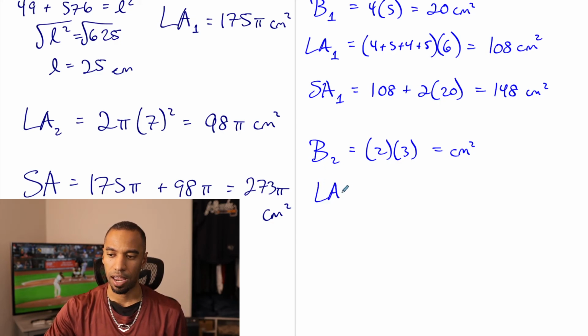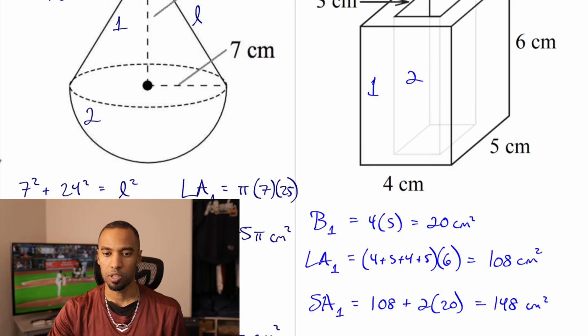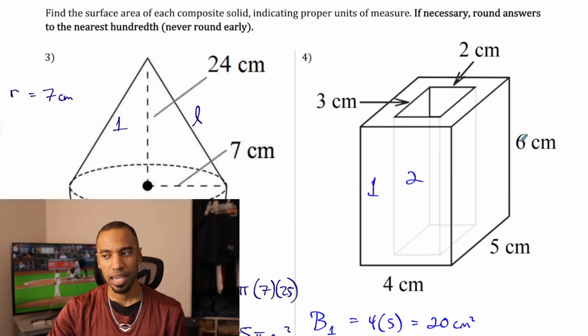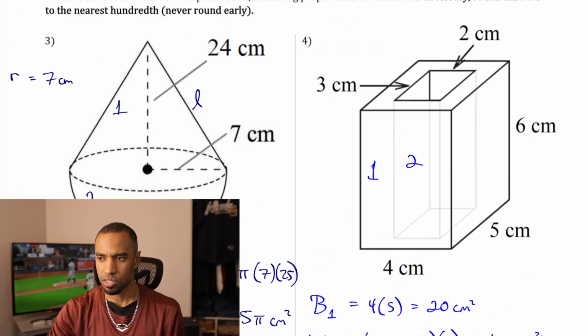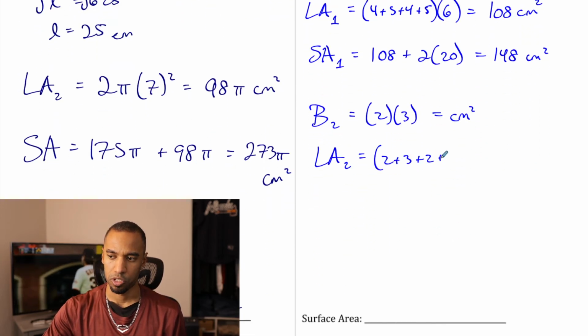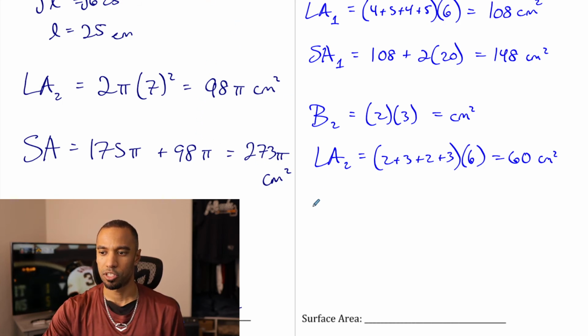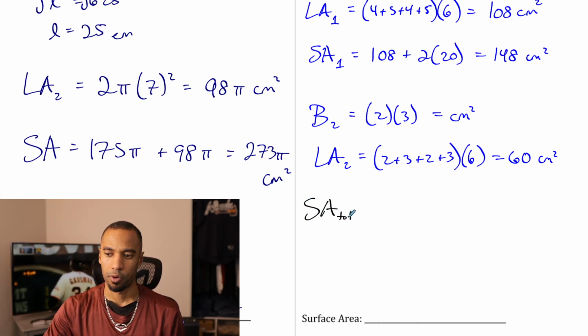And then the lateral area of the second guy, once again, is perimeter of base times height. So 2 plus 3 plus 2 plus 3 times, once again, 6, right? It's still the same height as that one. So 2 plus 3 plus 2 plus 3, 5 plus 5 is 10, times 6 is 60 square centimeters for that lateral area.